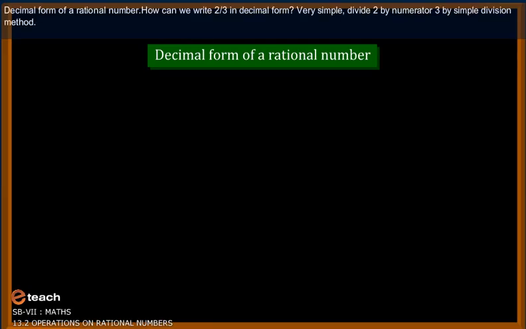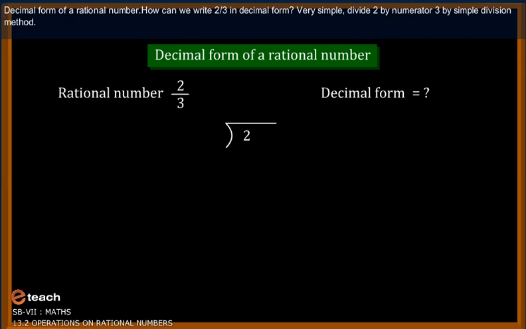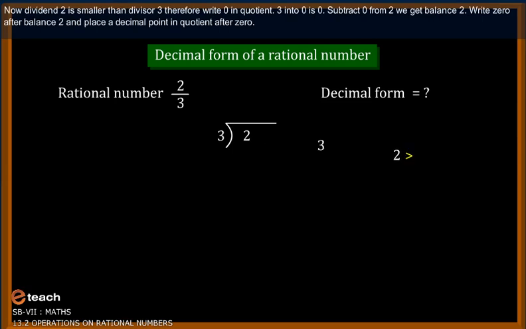Decimal form of a rational number. How can we write 2 by 3 in decimal form? Hey, it's very simple. Divide 2 by 3 by simple division method. Now dividend 2 is smaller than divisor 3. Therefore write 0 in quotient. 3 into 0 is 0. Subtract 0 from 2. We get balance 2. Write 0 after the balance 2 and place a decimal point into quotient after 0.